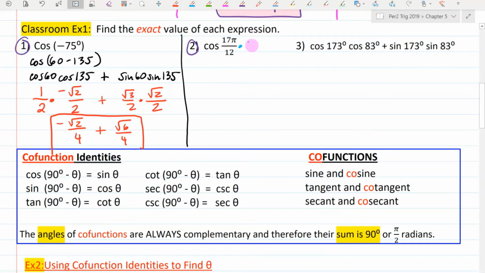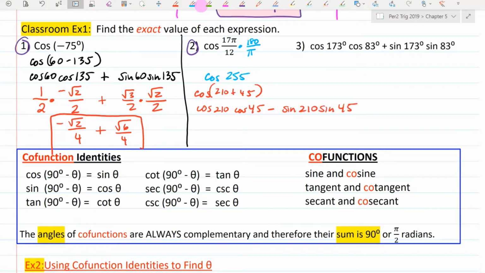For the next one, I'm going to multiply this by 180 over pi. That's going to give me cosine of 255. Again, you might want to have a unit circle handy and then just try some numbers and see which ones add up to that. So I'll be using 210 plus 45. So cosine of 210, cosine of 45, minus sine of 210, sine of 45. Those are multiplied together.